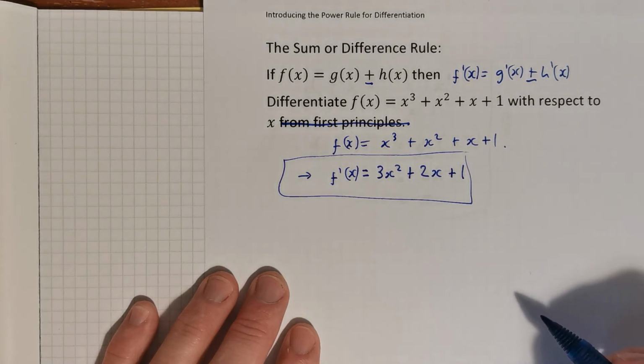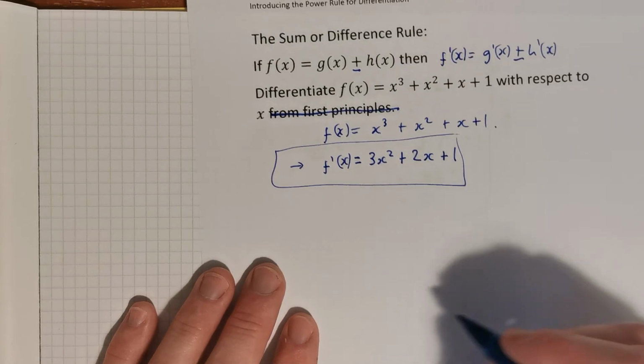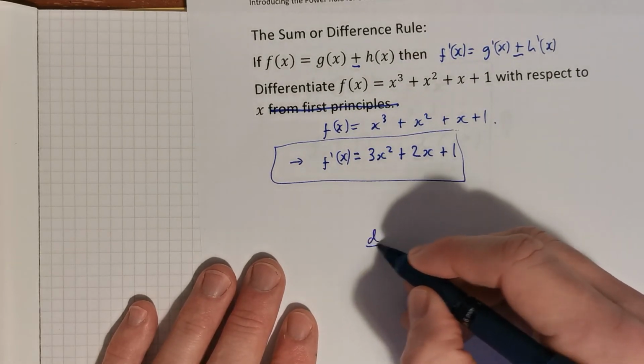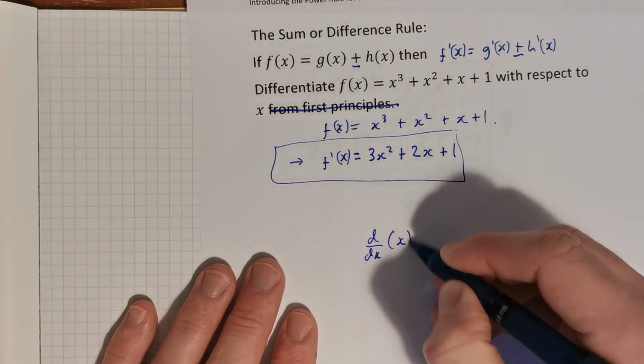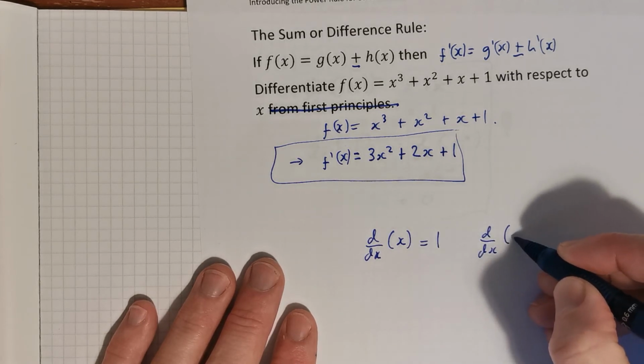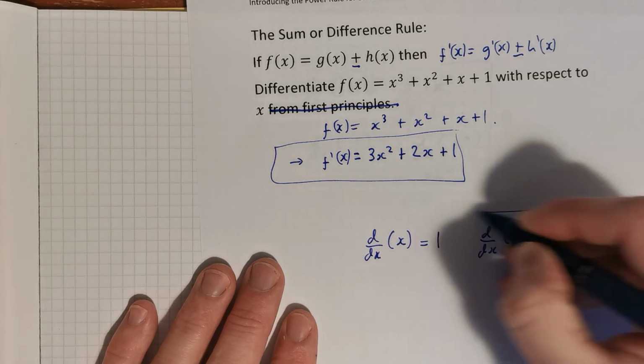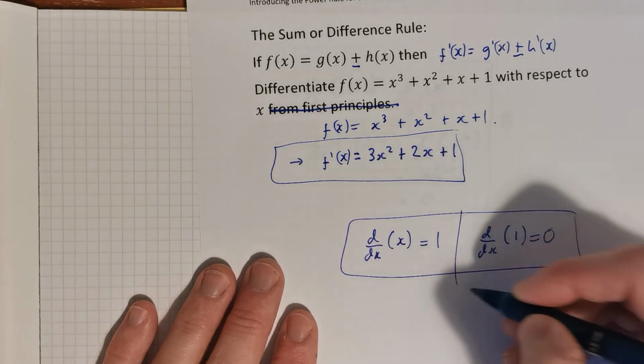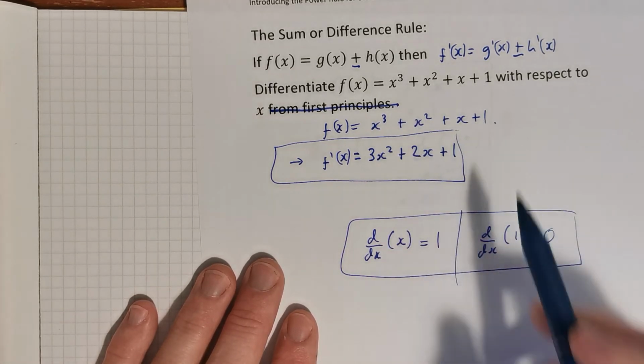That's the sum or difference rule. Remember that the derivative with respect to x of x is always 1, and the derivative with respect to x of 1 is always 0. Remember those two things, and then we can take the derivative of this.